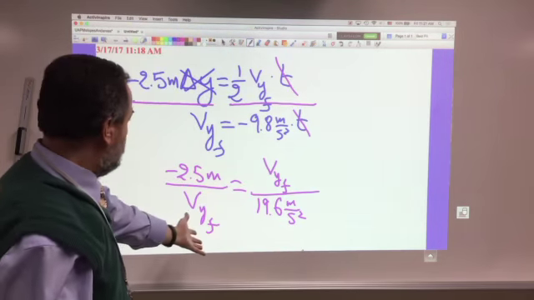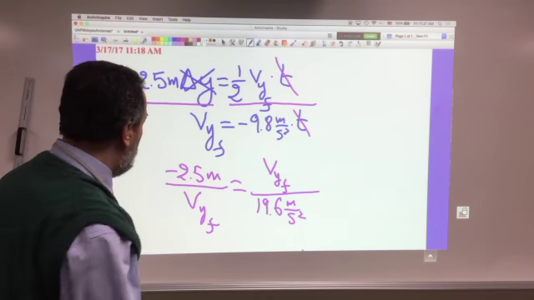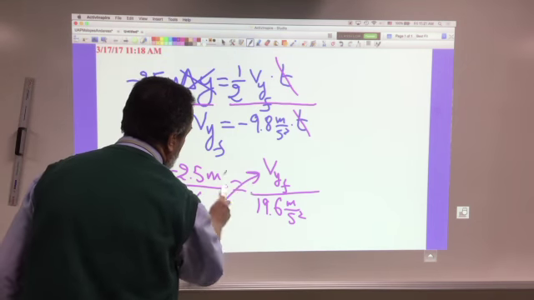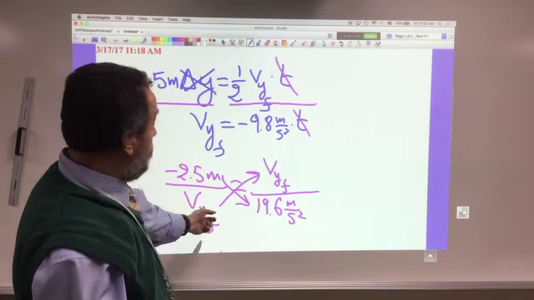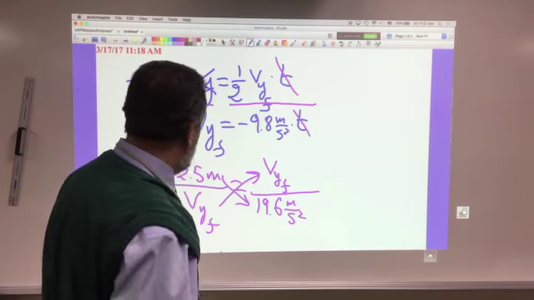Okay, so I've got this. How am I going to solve this? Well, I hope you learned in your math classes that you could do the cross product. So I'm going to do the cross product. When I do that, look at the beauty.